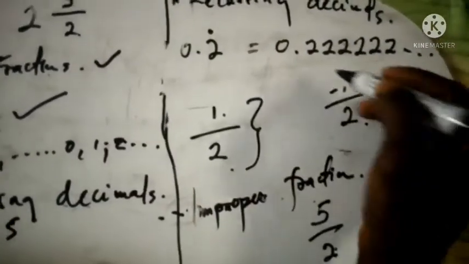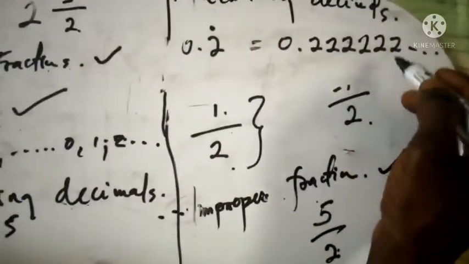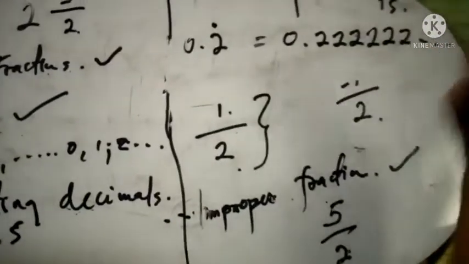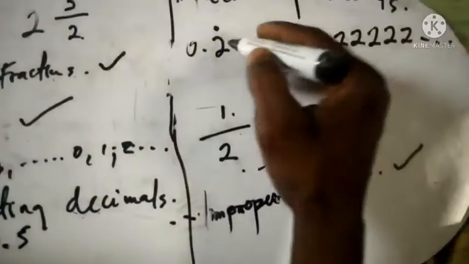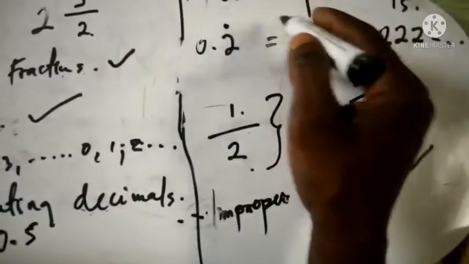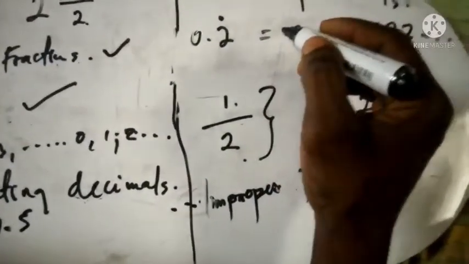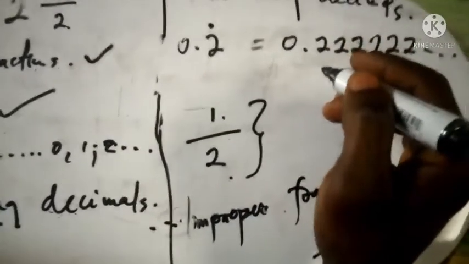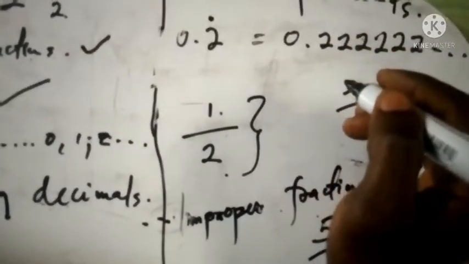Is that okay? So when a number keeps on repeating itself, that's what we call recurring. The thing keeps on recurring, reoccurring, right? So when I bring a dot at the top here, it means that the number keeps on repeating. So this is also a member of the rational numbers. Is that okay?